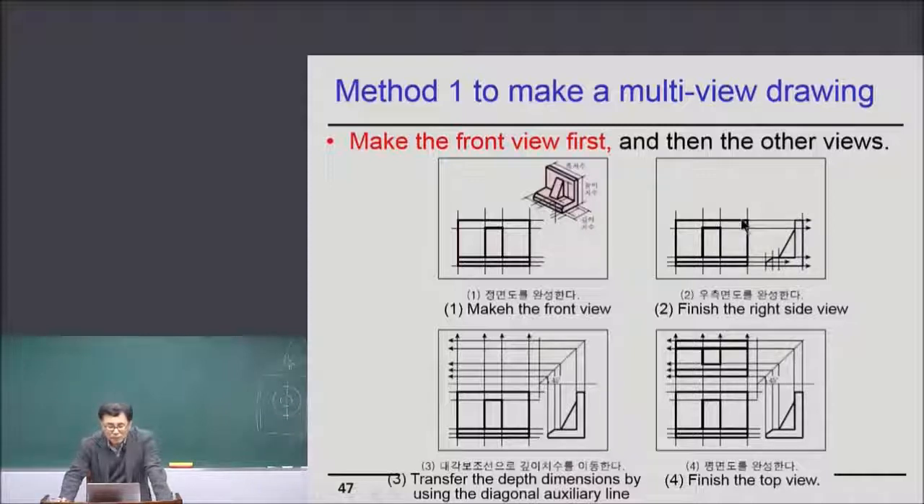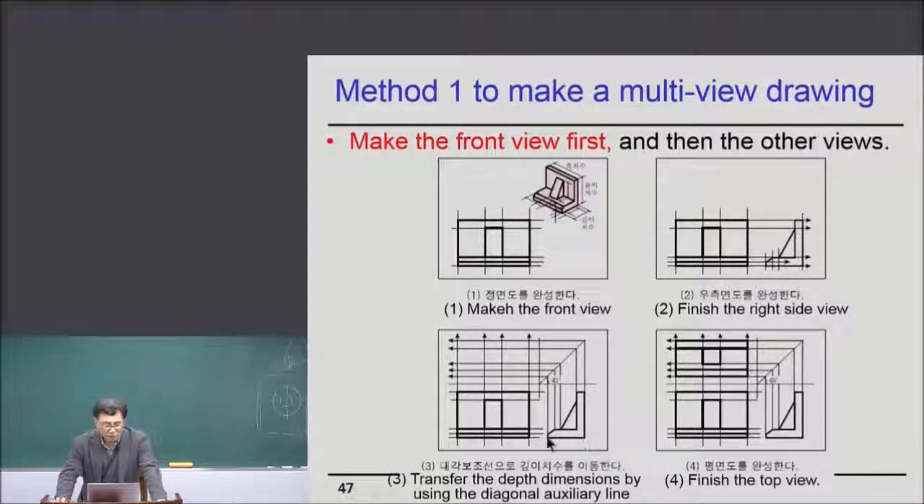Now, from the front view, transfer all height information using the parallel lines to the place where the side view is located, and also the depth information. You can get it from the dimensions of the 3D shape, and then in the same way make vertical lines. Then you can get many cross points of the horizontal lines and vertical lines. Using those cross points, you can finish the right side view.